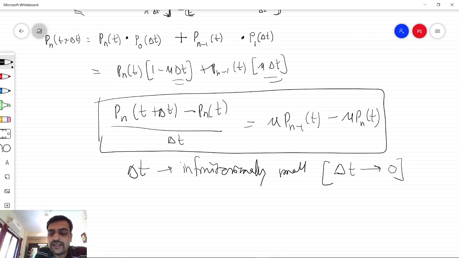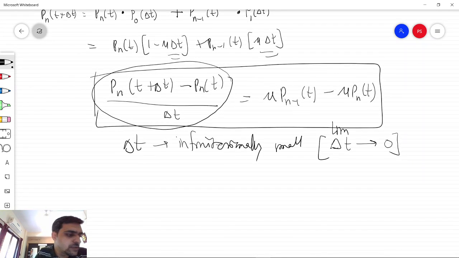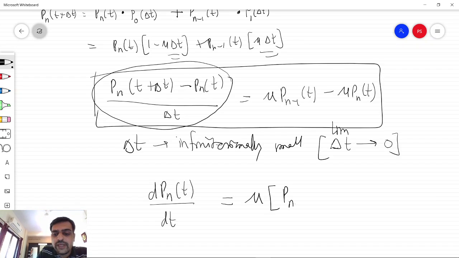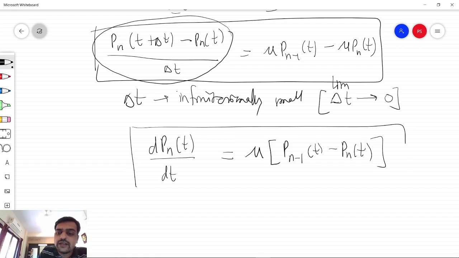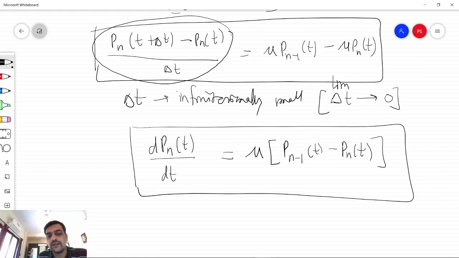And we know by the definition of limit that in the limit delta t tending to 0, this quantity on the left hand side is nothing but the derivative. So this is just dPn(t) by dt. By the definition of derivative, the LHS is nothing but dP by dt. Mu can be taken common and we can write it as P of n minus 1 t minus P of n t. So we have with us a differential equation. Actually, this is not a single differential equation. This is a set of n differential equations, each corresponding to a given value of n.